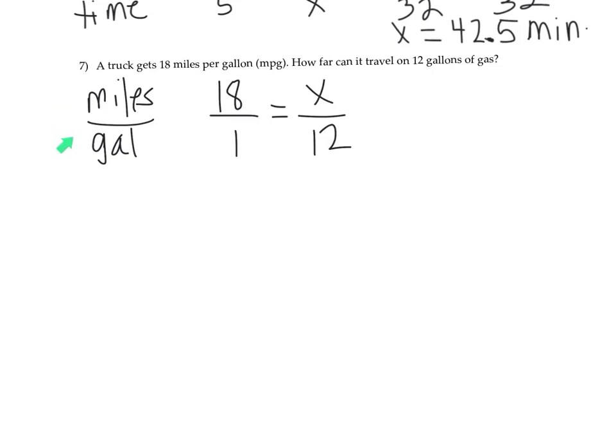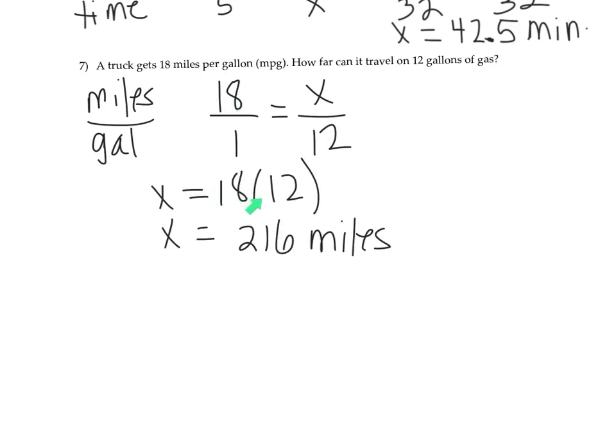So here we have miles per gallon. So 18 miles per 1 gallon is equivalent to how far it can travel, which is the unknown, the top, and the 12 gallons given is the bottom. So to solve this simply, x equals 18 times 12. 18 times 12 is 216, and the top was our miles value, so 216 miles.